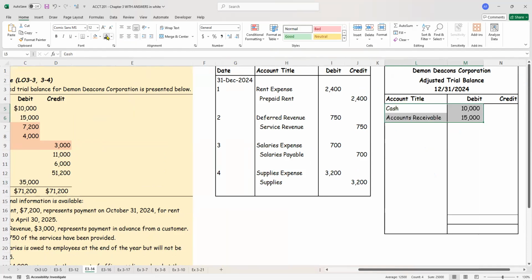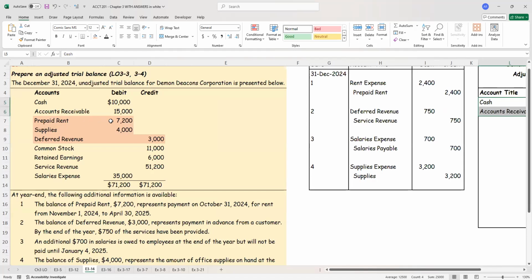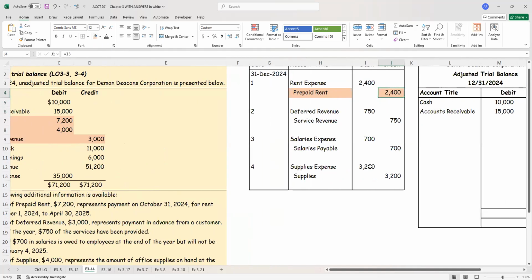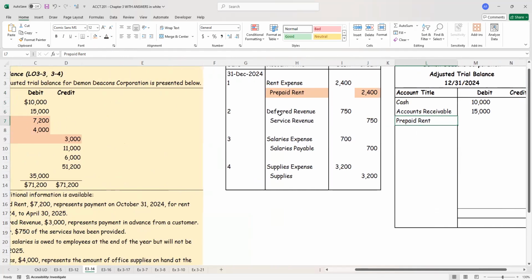Cash and receivables, I can put those amounts exactly the way they were, 10,000 and 15,000. Next is prepaid rent, but I highlighted it because prepaid rent was... I'm going to put these in different colors as I go along so we can follow through. So prepaid rent, I cannot bring the number 7,200 over here because 7,200 is debit. I credited prepaid rent 2,400.